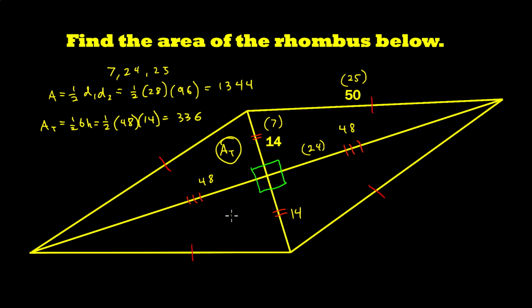And then you will remember that this has an area of AT, and this has an area of AT, and this has an area of AT also, because they are all congruent triangles. SSS, SAS, HL, take your pick. So then 336 times 4 is 1,344, which is the same as we got up here.